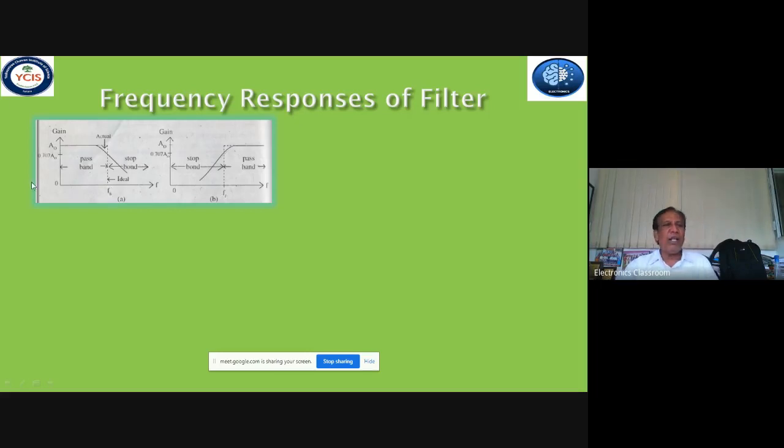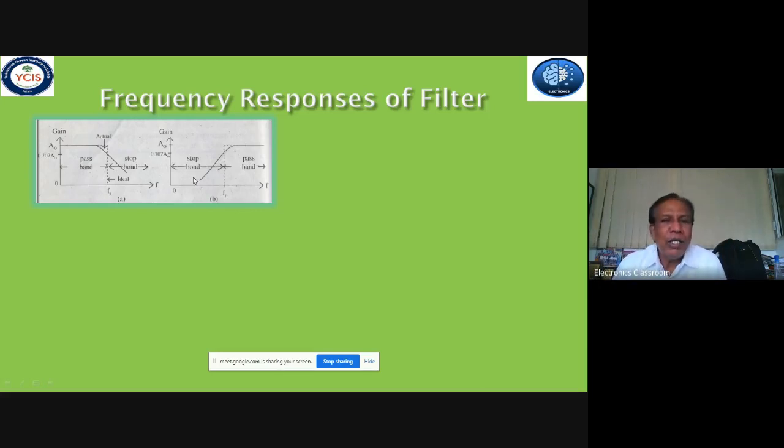It means the band of frequency from 0 to FC will be transmitted, that is called the pass band, and the band of frequency from F equal to FC to F equal to infinity is known as a stop band, or it is called the rejected band.